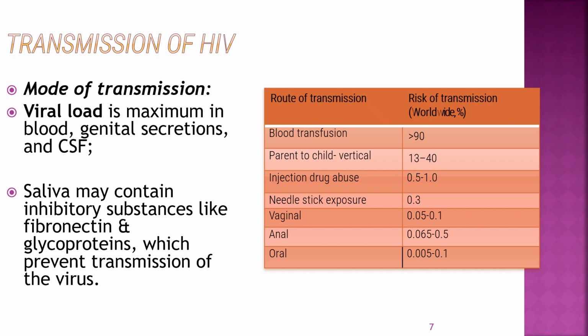With blood transfusion, the risk of transmission is more than 90%. Parent to child, vertical, 13 to 40%. Injection drug abuse 0.5 to 1%. Needle stick exposure 0.3%. Vaginal, 0.05 to 0.1%. Anal, up to 0.5%. Oral, up to 0.1%.